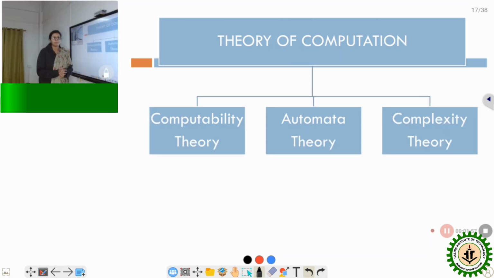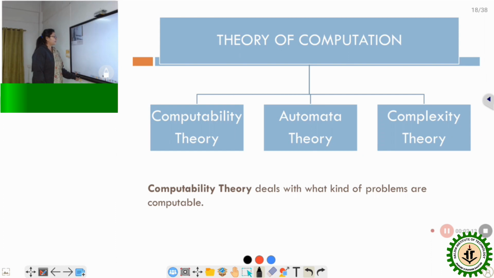Now, theory of computation consists of three different topics. The first one is computability theory, the second one is automata theory, and the third one is complexity theory. Computability theory deals with what kind of problems are computable. That is my computability theory.